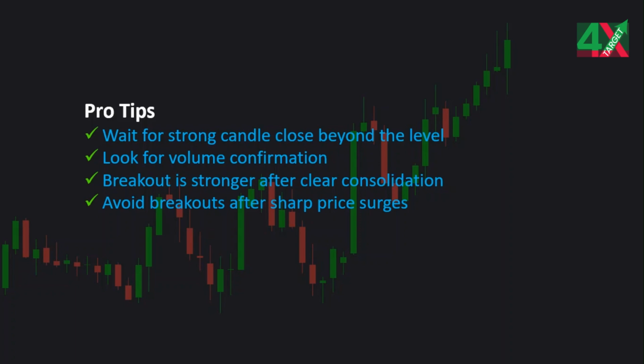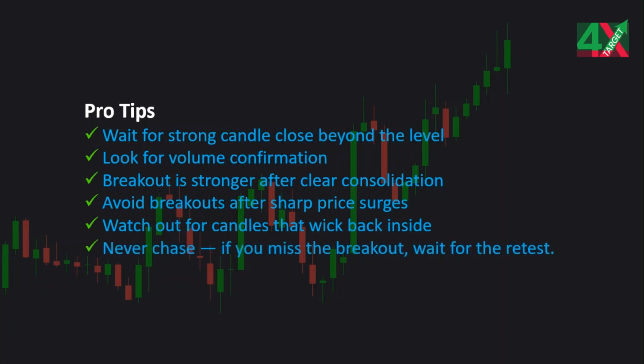Be cautious of breakout candles with long wicks that close back inside the range. This is a classic sign of rejection and a potential fakeout. Don't jump in late. If you miss the initial move, wait patiently for a retest of the breakout level. This often offers a safer and higher probability entry.